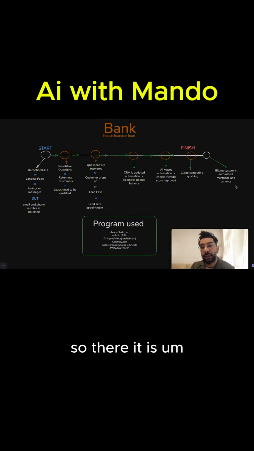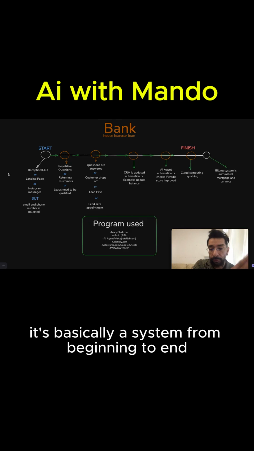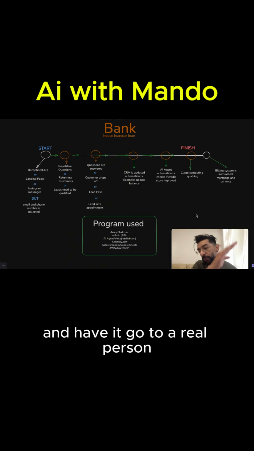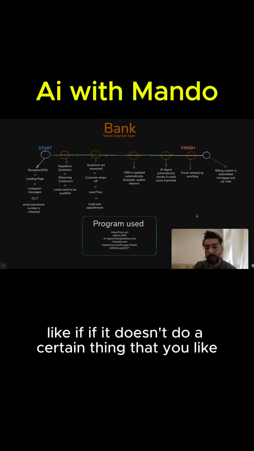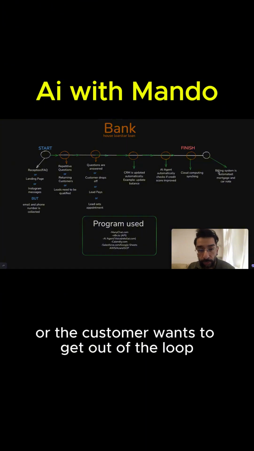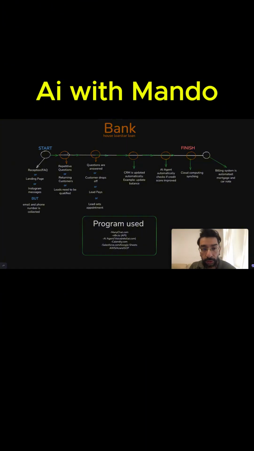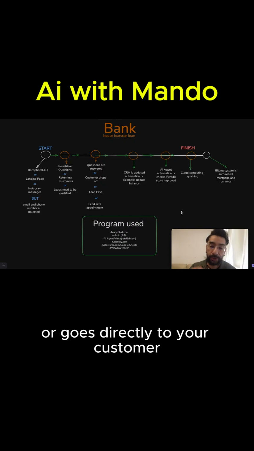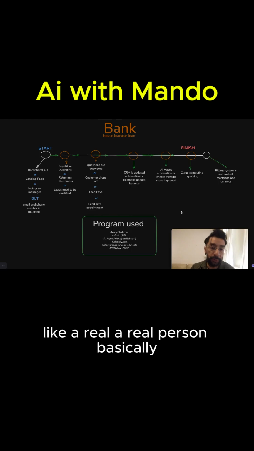So there it is. It's basically a system from beginning to end. And obviously, at some point, you can break this cycle and have it go to a real person. Like if it doesn't do a certain thing that you like, or the customer wants to get out of the loop of this straight line, you can have an option where it contacts or goes directly to your customer, like a real person, basically.